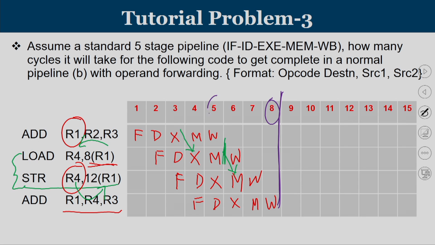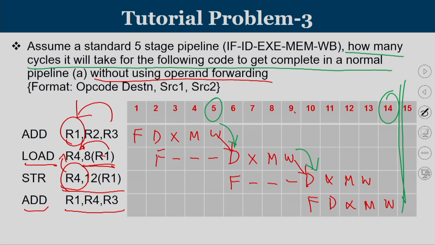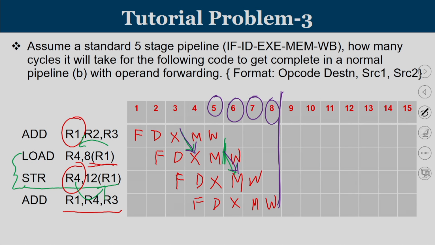So, the first instruction gets over at 5 because of effective operand forwarding. The second instruction will complete at 6 because from the output of the ALU the data is copied to the input of the ALU, and from the output of the mem stage data is copied to the input of the mem stage. So, then the third instruction also will get over in its assigned time slot. So, overall this code with operand forwarding is going to complete in 8 clock cycles, whereas you can see that without operand forwarding in the previous example it was taking 14 clock cycles.